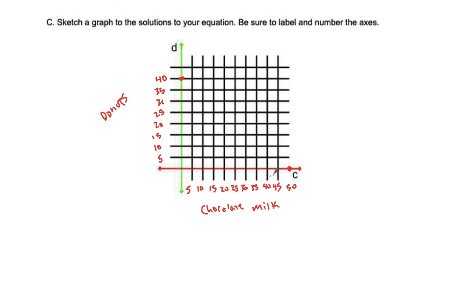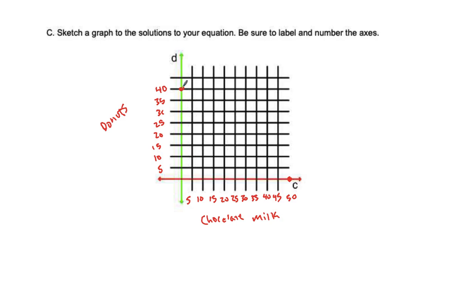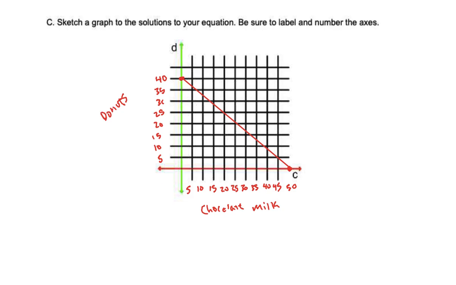This would be the x-intercept and the y-intercept. We talked about that. We find the intercepts. If you want to know the y-intercept, you put a 0 in for x. If you want to find the x-intercept, you put a 0 in for y. And that's the way that works. Then all I would have to do is connect those 2 dots. And that's the line that represents chocolate milk and donuts for the company picnic.